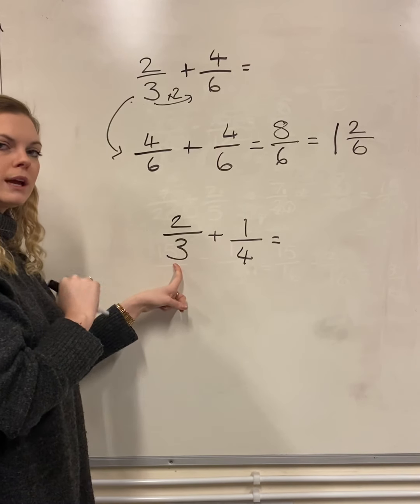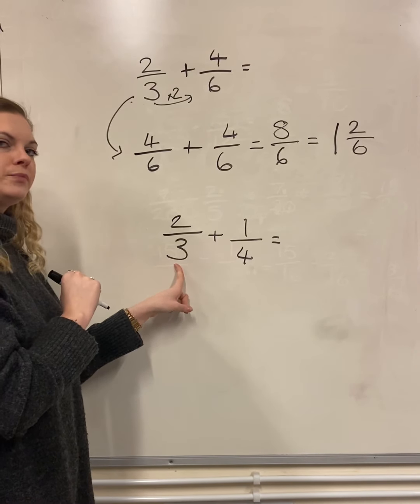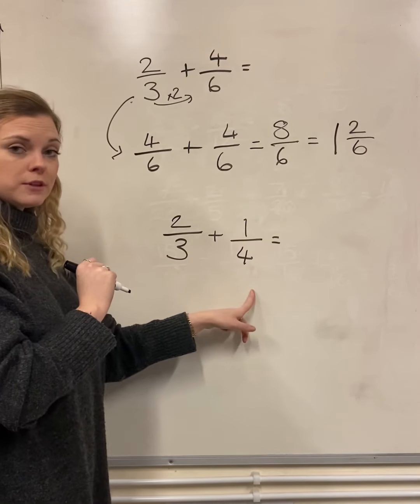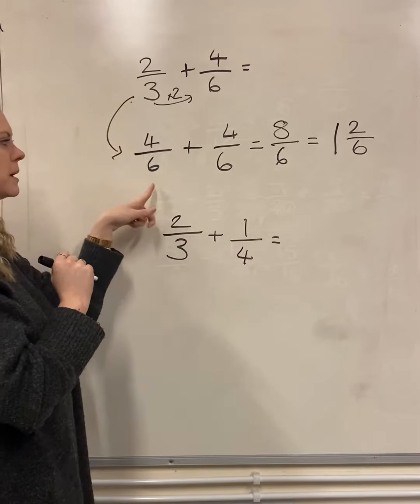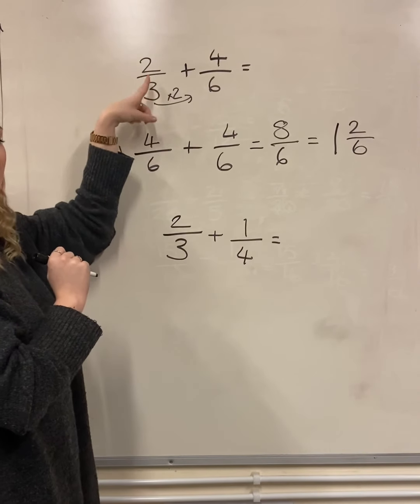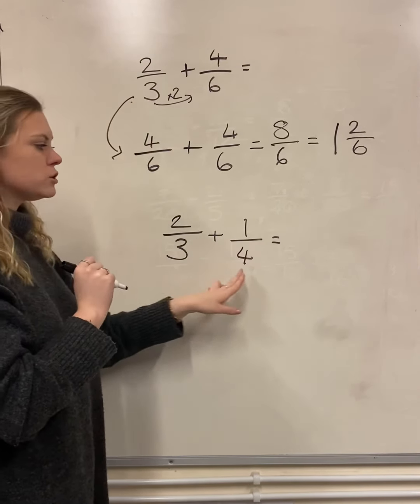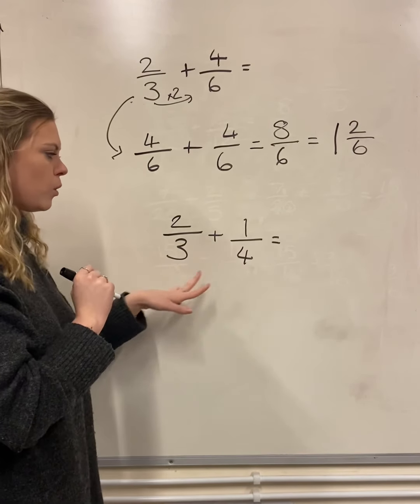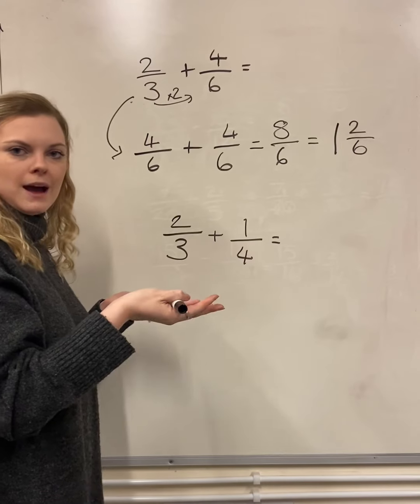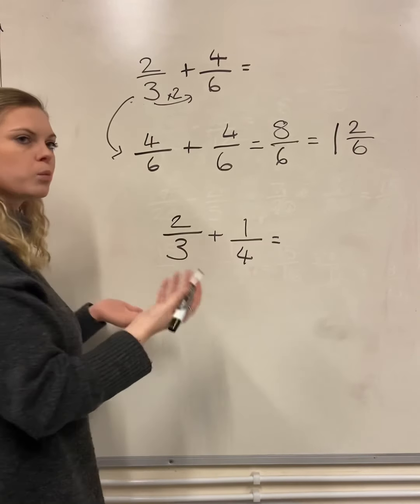So what do you think I'm going to have to do? I'm going to have to change both of them. So like yesterday's lesson, we were finding equivalent fractions to be able to add them, but we only had to find one. This time we've got to change both of them. Okay, and I need to work out what denominator should I have. If it's not going to be 3 or 4, what should it be?